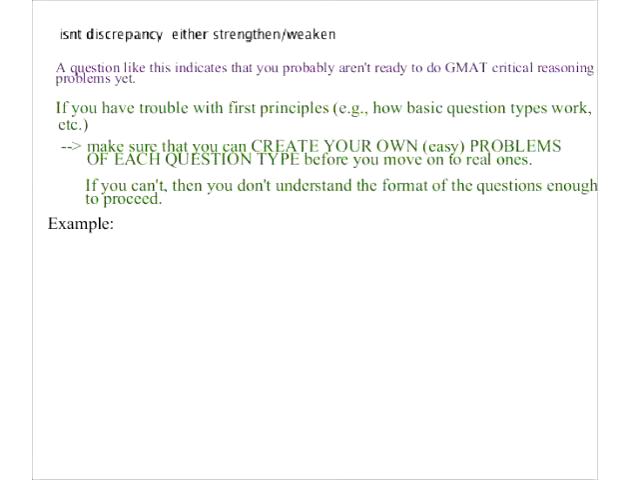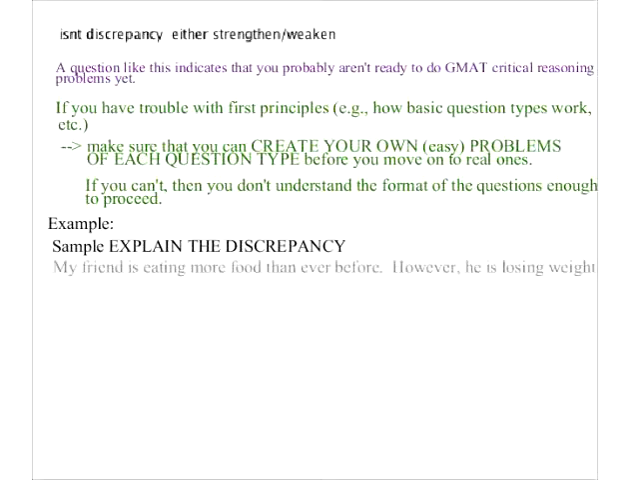If you have a sample explain the discrepancy, the passage could be something like, my friend is eating more food than ever before. However, he is losing weight. Explain the discrepancy. Can anybody give me a correct answer to this? There's like 10 million possible correct answers, but can anybody give me something that would explain? He's working out more, that works, yeah, running.